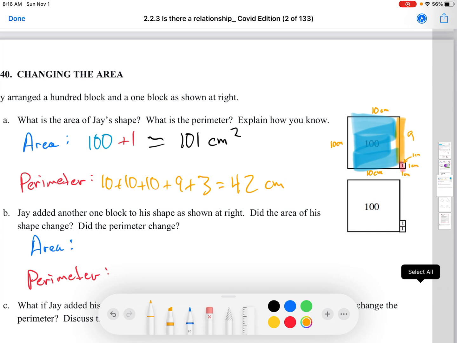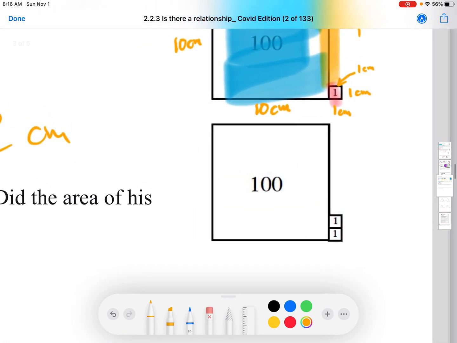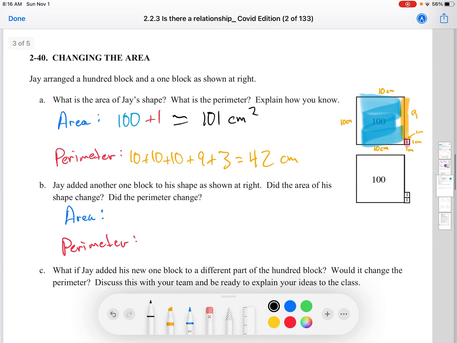We're going to do the same thing. Now this time I'm going to go a lot quicker, because we had a much further discussion about this in the last one. So when we talk area, area is going to be the 100 plus 1 and 1. So that's 100 plus 2 of those blocks. That's going to be 102 square centimeters.